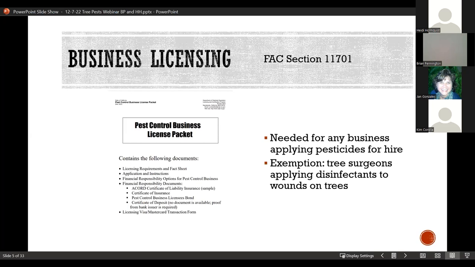An example of pesticide use that's incidental to primary work would be, say, the application of disinfectants to wounds on trees by tree surgeons. They're getting paid for the tree trimming and not for controlling the microbes. They just have to use the disinfectants to avoid causing harm to the tree. So it's necessary, it's incidental, but again, they're not billing for controlling microbes, they're billing for trimming a tree.